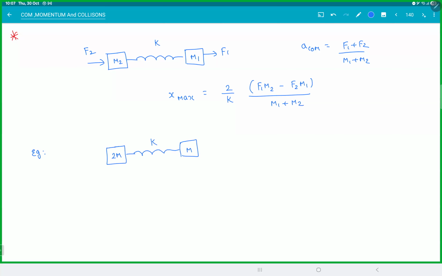Example, if I give you like this is F and this is 2F. You can put a mod, basically depending on which one is bigger. Can you tell me what is X max for this? So be careful here. Since they're pointing forward, this is positive, this is also positive. If they're pointing in the opposite direction, you should put negative signs here.